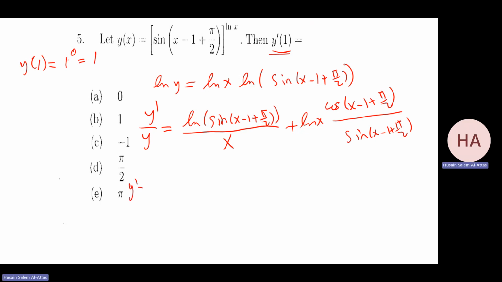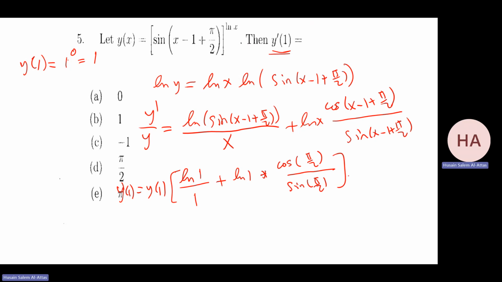So y prime at 1 will be y at 1 times, now substitute, ln sine pi over 2, which is ln 1 over 1, plus ln 1 times cosine pi over 2, which is 0 also, over sine pi over 2. So that will be 1 times 0, which is 0.